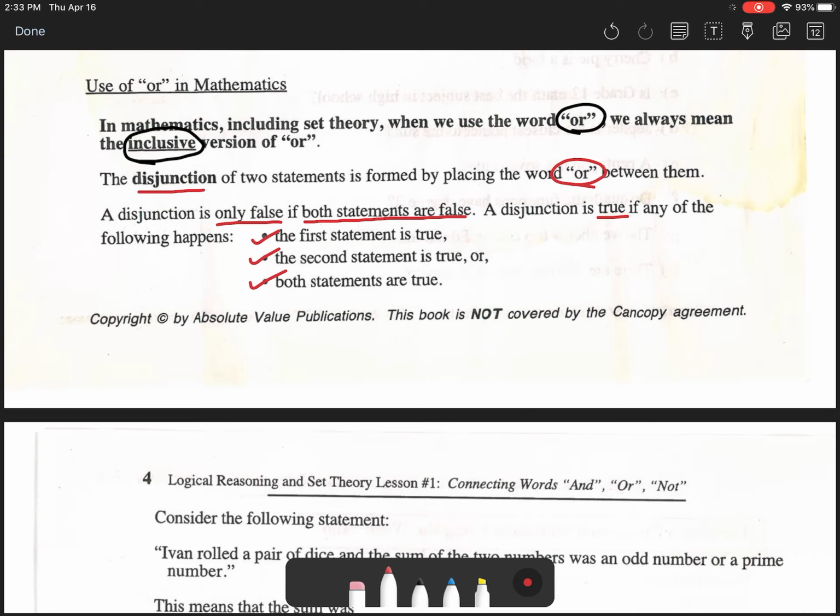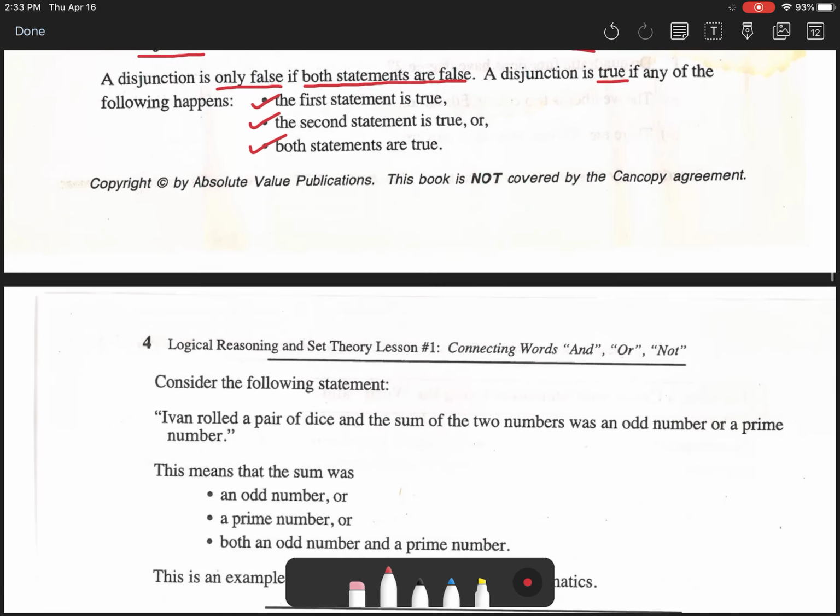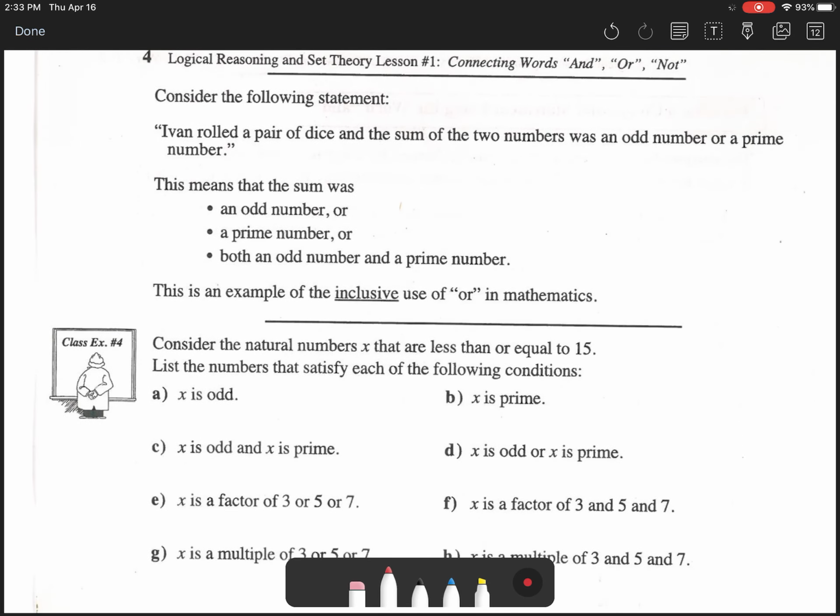The first statement is true, the second statement is true, or both statements are true. Okay, and again, all of these we will see in examples moving forward. But again, I want you to circle or highlight all the things that I am saying so that when you go back in your notes or you're referring to an example, you know the key points that we need to make sure we understand and focus on, okay, as we move forward.